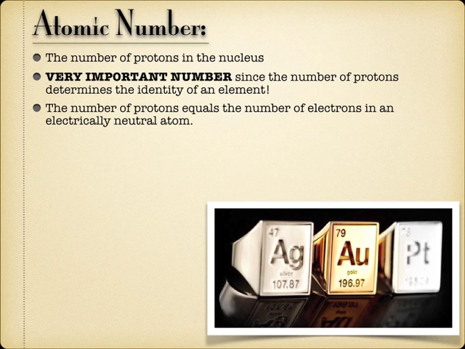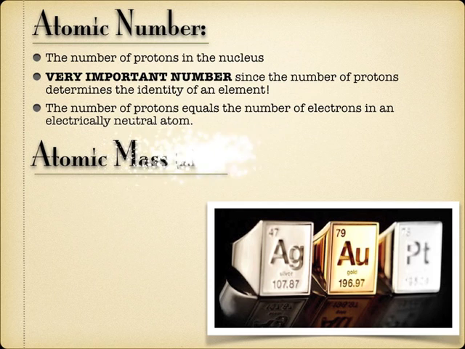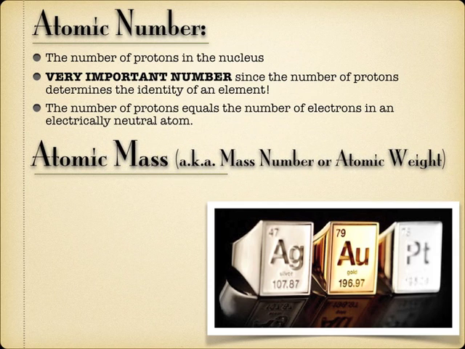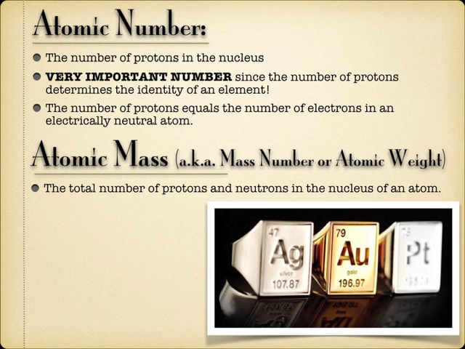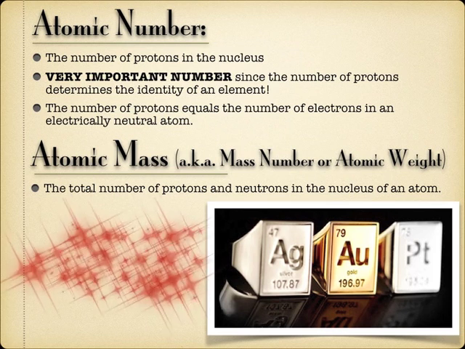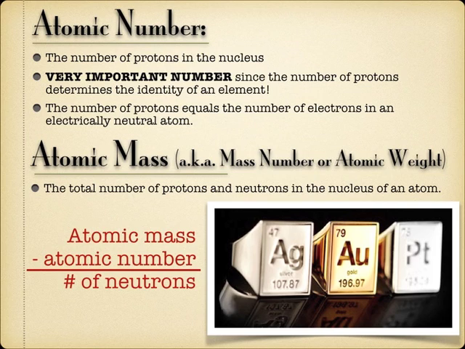Now, in a neutral atom, the number of protons has to equal the number of electrons. If they're not equal, then you've got an ion, and we'll talk more about that next time, I should say. Atomic mass is the protons plus neutrons. Now, some people call that mass number. Some people call that atomic weight. I like the term atomic mass myself. So the number of protons plus neutrons equals the atomic mass. To find out the number of neutrons, use addition's tricky friend, subtraction, and you will have it.